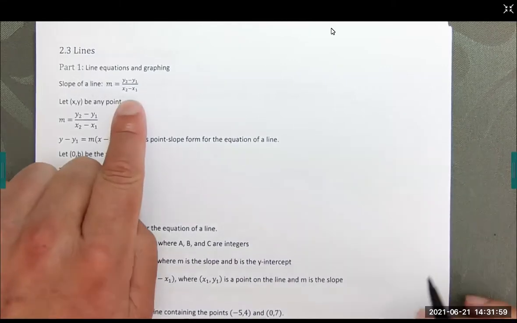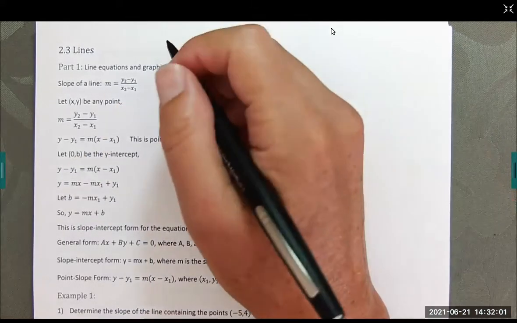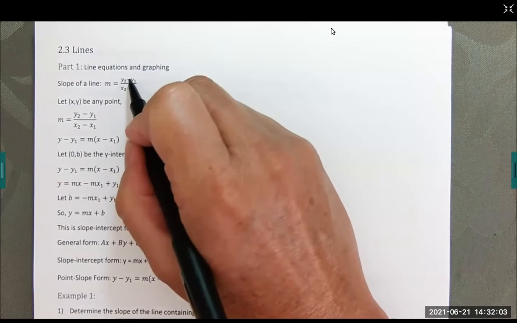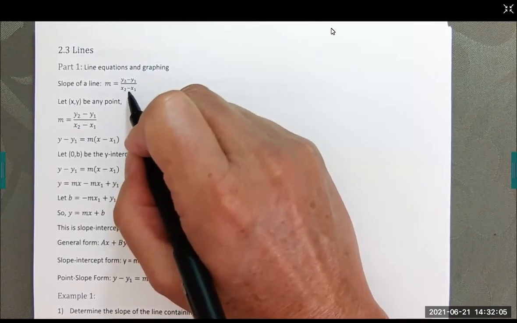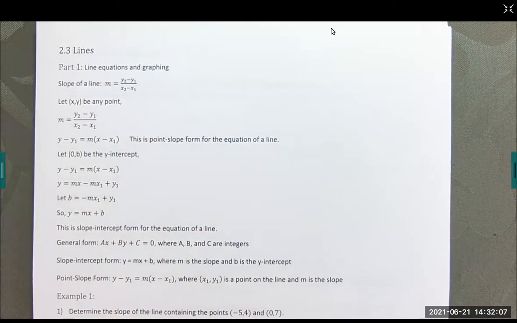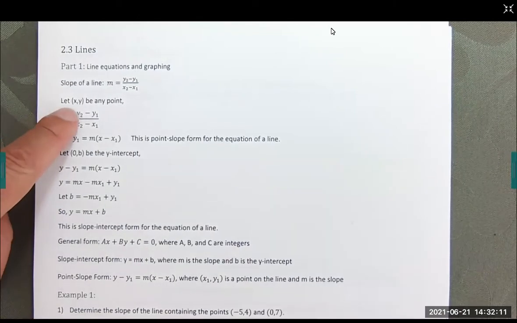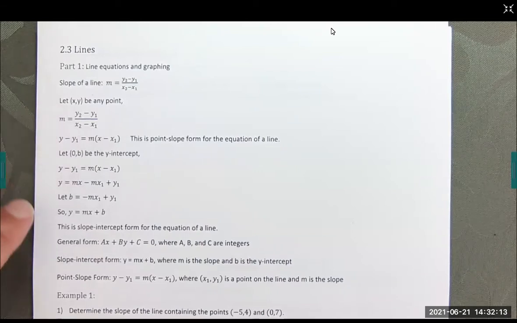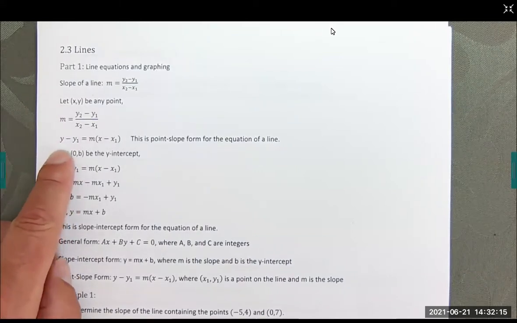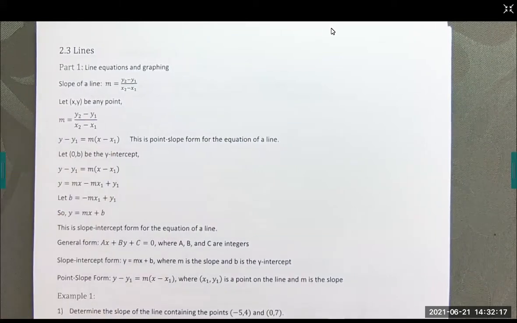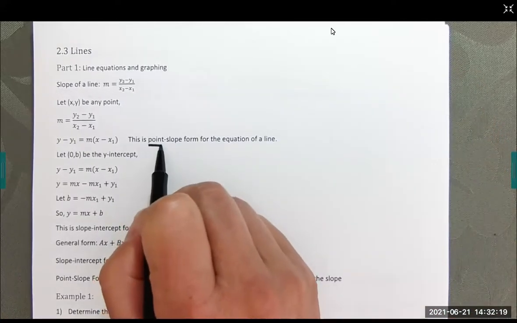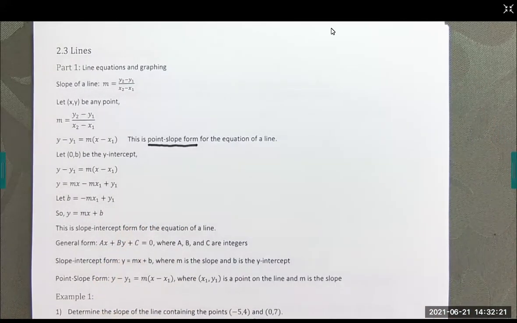It's referred to as the rise over the run, or the change in the y direction divided by the change in the x direction. And if x comma y is any point, we can replace one of them, and we end up with this. This is called point slope form. There's a way to avoid point slope form, but we're going to use it for this class.